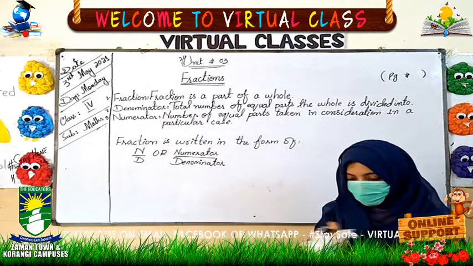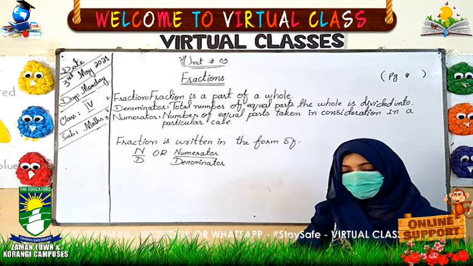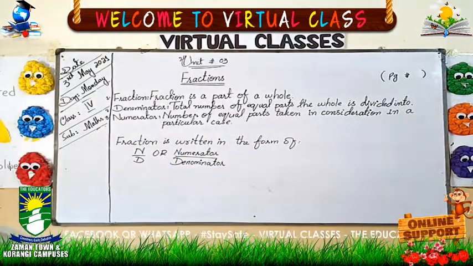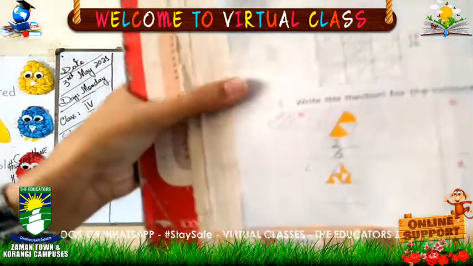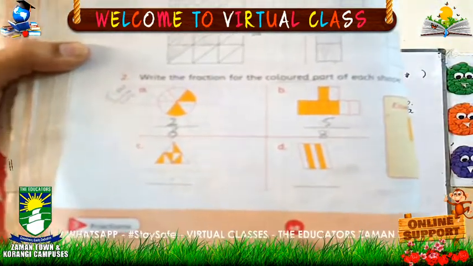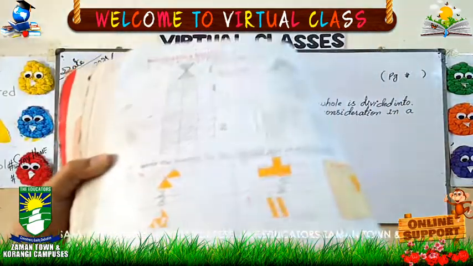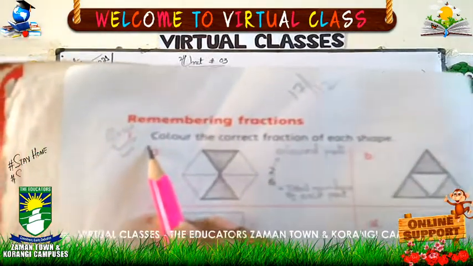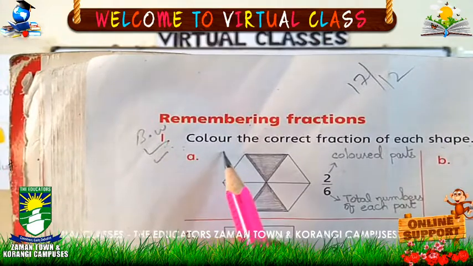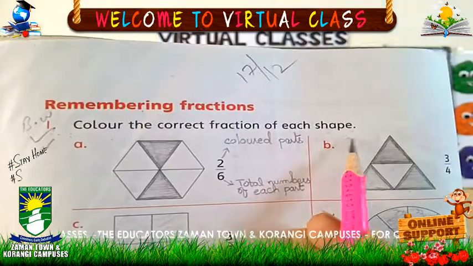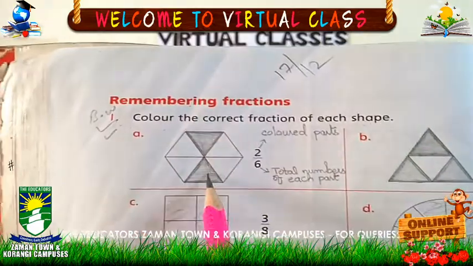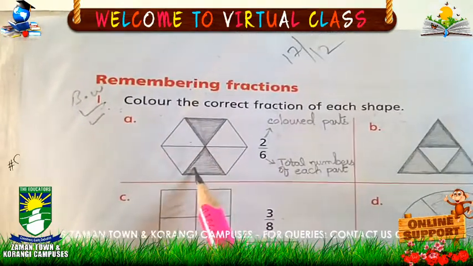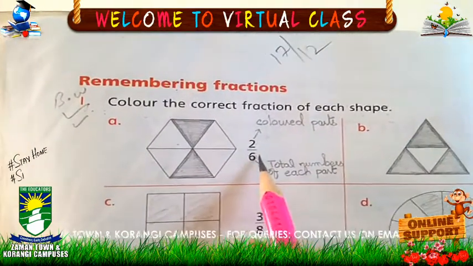Okay, now comes towards our today's question. Now open up page number 48. On page number 48 you will find question number 1. Question number 1 is: color the correct fraction of each shape. Okay, A part, the first figure is this one. The answer is written here, 2 by 6.